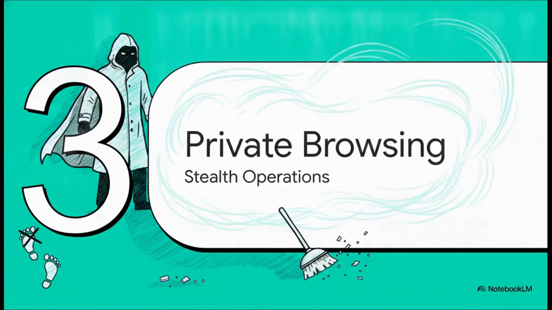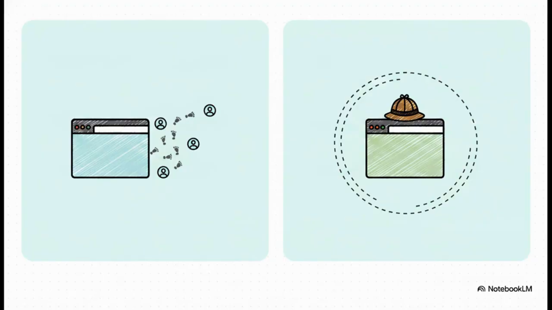All right, time for our third mission, mastering private browsing, stealth operations. So a standard browser window is always working in the background. It's constantly reading your stored accounts, tracking your local history, and applying all your cached preferences. But notice the stark difference here. A private window isolates your browsing session entirely. It completely ignores stored account profiles and local history tracking.